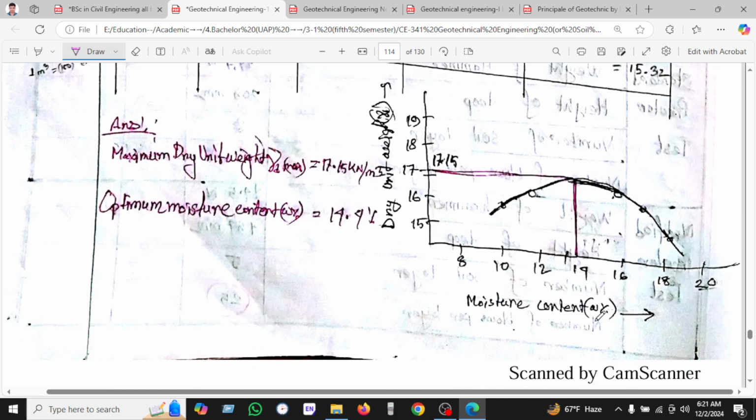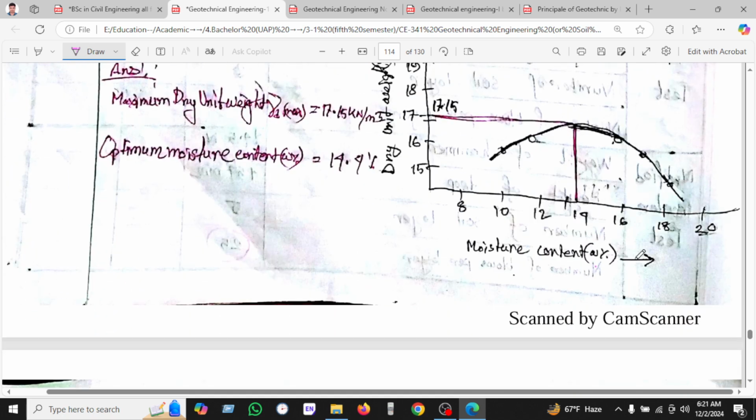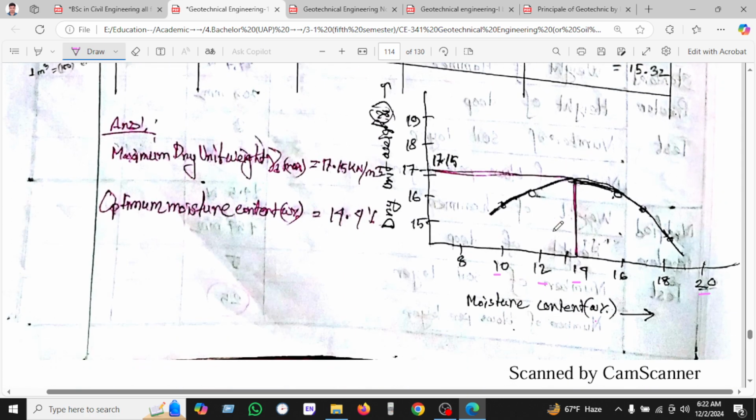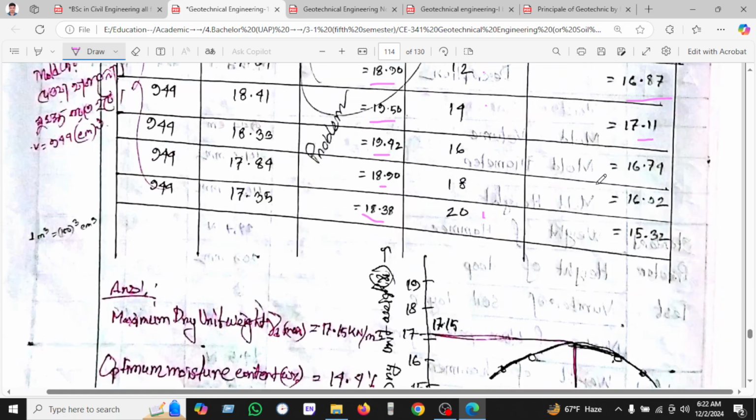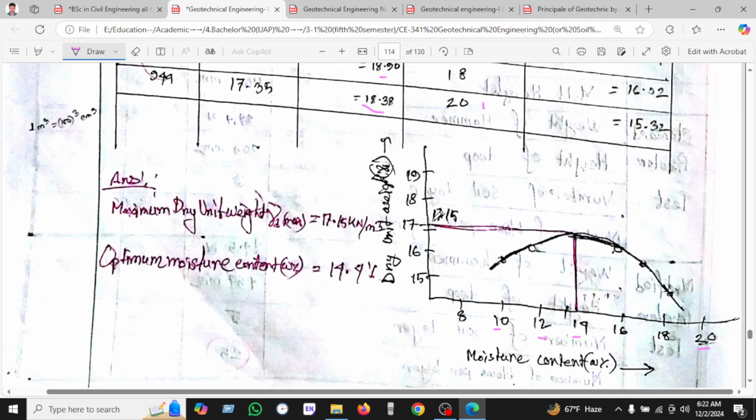On the x-axis is the moisture content given here: 10, 12, 14, and up to 20. And on the y-axis we have found the dry density. Here the dry density is 16, 16.5, 17.